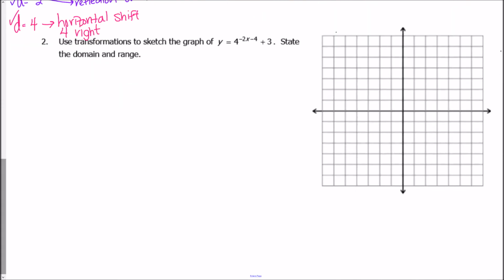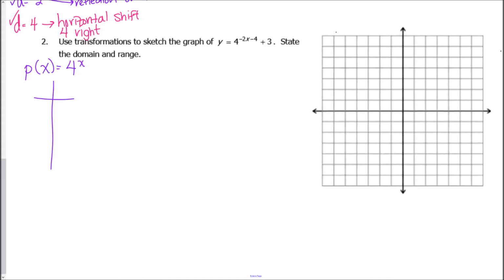All right, so now question number 2: use transformations to sketch the graph of y equals 4 to the power of -2x minus 4, plus 3. So first of all, I know that it's an exponential graph because it's a base raised to a power with the variable in the power. So what I'm going to do is figure out what my parent function was originally. So my parent function has a base of 4, so it's 4 to the power of x.